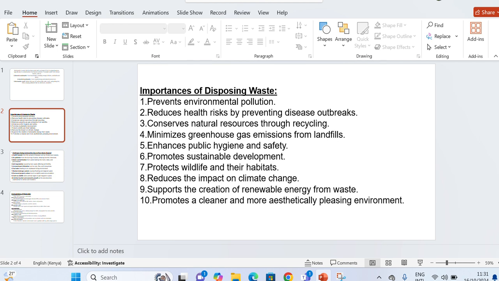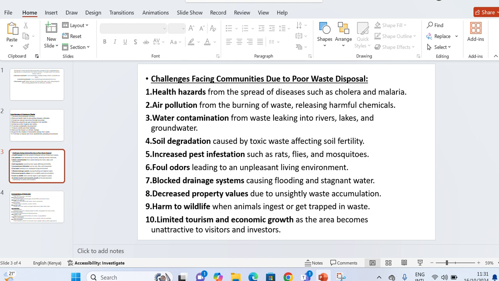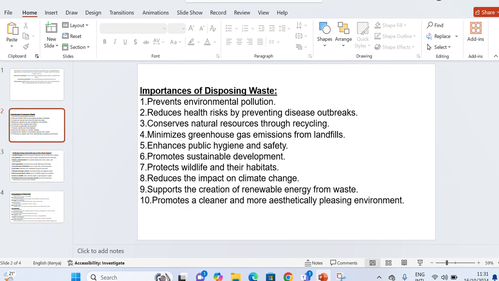Also, it will support the creation of renewable energy. This renewable energy is encouraged by government when we have proper disposal of waste. For example, if we can recycle our plastics to generate energy, or to generate raw material which can be used in our factories, this will help keep our environment clean, and promote a cleaner and more aesthetically pleasing environment.